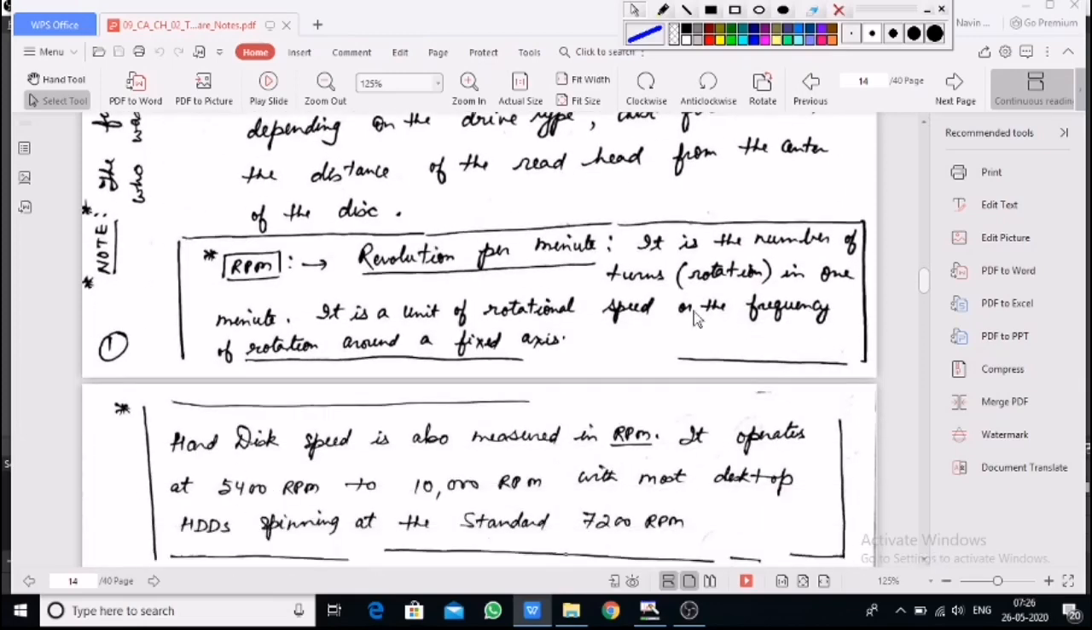Then one term used here is RPM, that is revolutions per minute. It is the speed of a hard disk drive, which we measure in RPM. How many times the platter revolves around its axis is what decides its speed. If it revolves more times, then more data can be written and it has more speed. So that is rotation per minute, or revolution per minute, right? So remember this RPM.